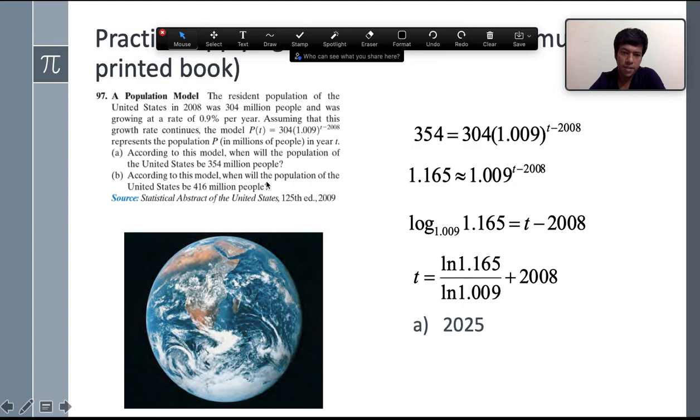Part b, they asked what happens if the value is 416 million. That means here we put 416 and do the same calculation, and we will get a different answer of course, but the process is the same because the value is different. That means the population in the USA will be 416 million in the year 2043. This is 2022, so let's see what happens actually.